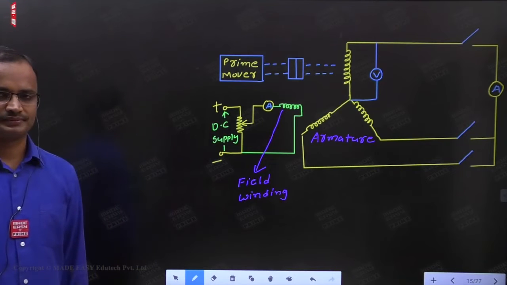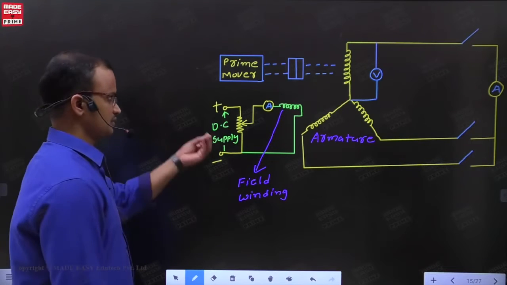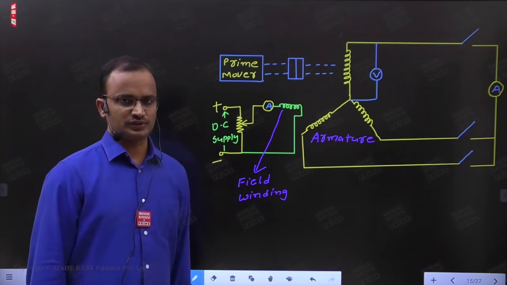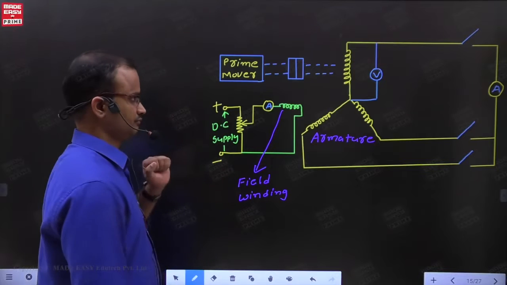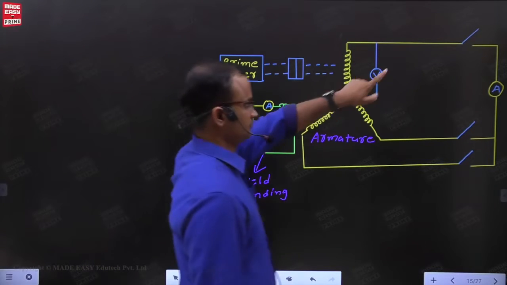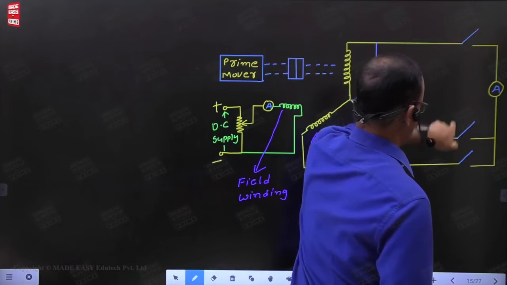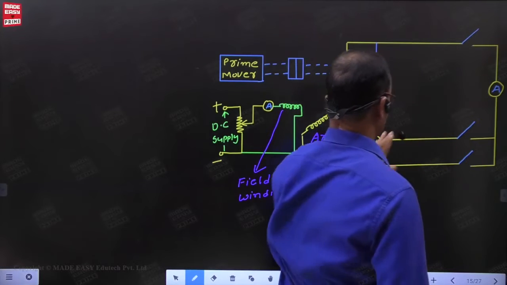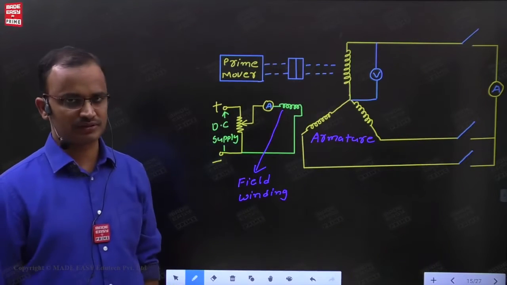Now corresponding to this example, first let us see some points corresponding to the OC test. The OC test, the name itself indicates open circuit. All three terminals, all the armature terminals, are open circuited.